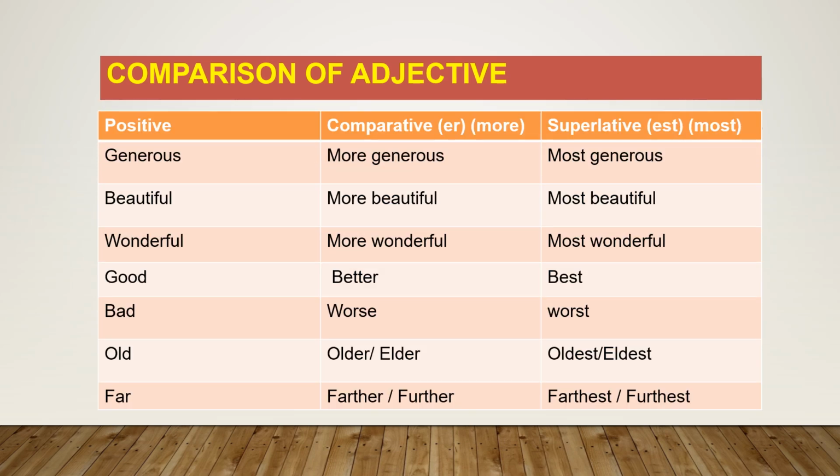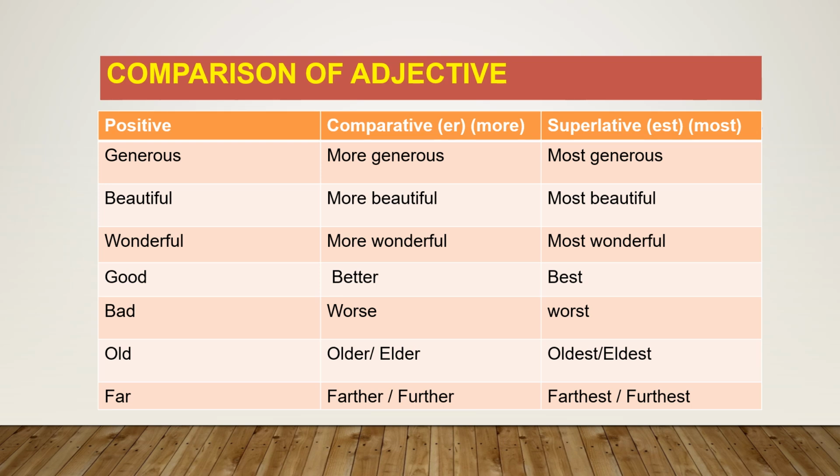Now we move on to the adjectives which are more than two syllables. Generous, you have more generous and most generous. Then you have beautiful, more beautiful and most beautiful. Then you have wonderful, more wonderful and most wonderful. These are adjectives we are going to use in this lesson. Therefore, you can have the comparative and the superlative forms.